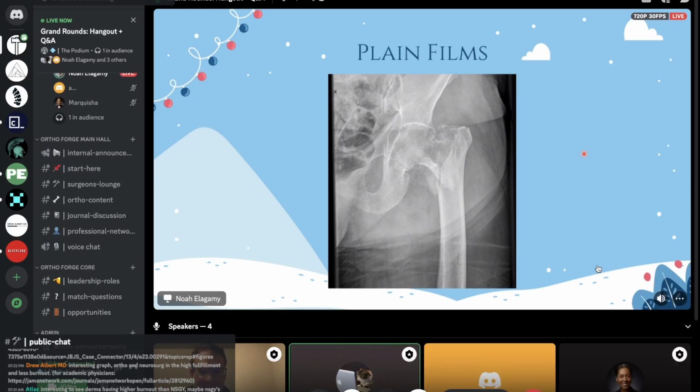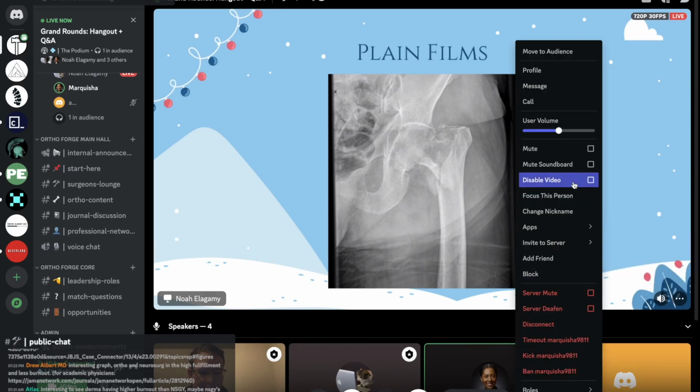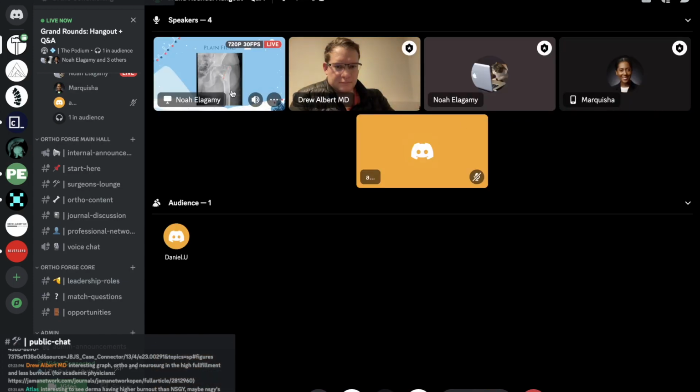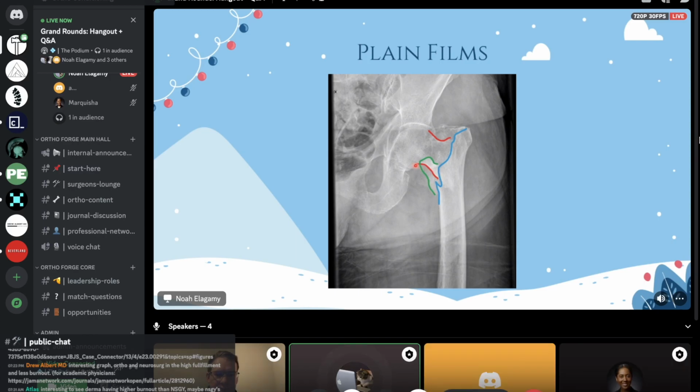So tell me what you see. Okay, so I'm looking at the greater trochanter and the lesser trochanter, and it looks like the line goes through both of them from one end to the other. Yeah, and I tried to highlight some of the fracture lines. The red would be the femoral neck right here. Green is the lesser, I think this is the little nub of the lesser right here. And then blue would be that fracture line right there.